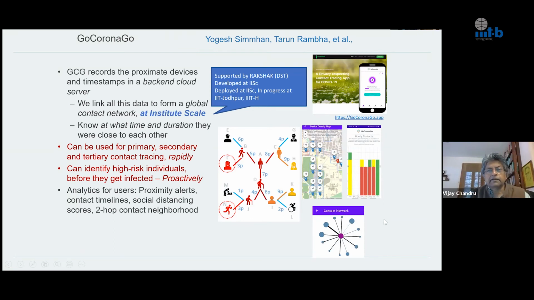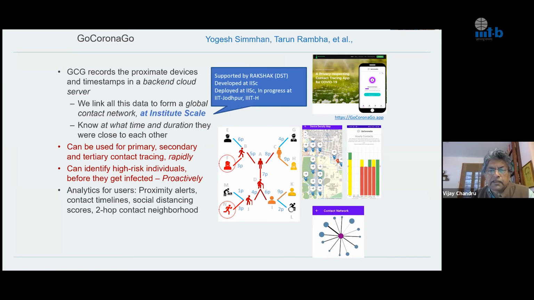Yogesh Simhan and Tarun Ramba and others at IISc have built this thing called Go Corona Go, which is a contact tracing app. And this is now on Google Play Store and Apple Store. And we have supported it through the DST Rakshak program. I'm on the coordination committee, and now it's been deployed at IISc and IIT Jodhpur and IIIT Hyderabad.